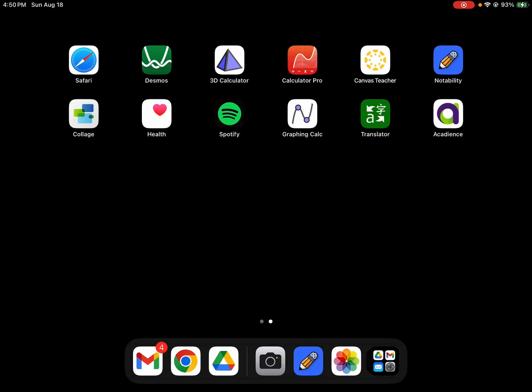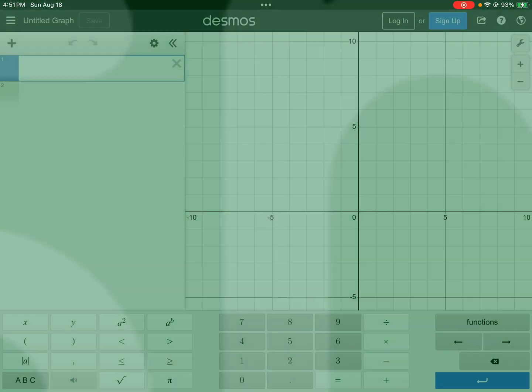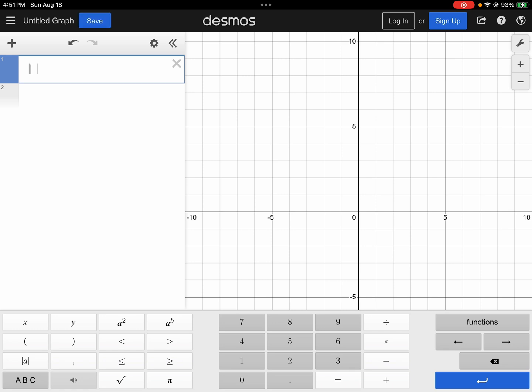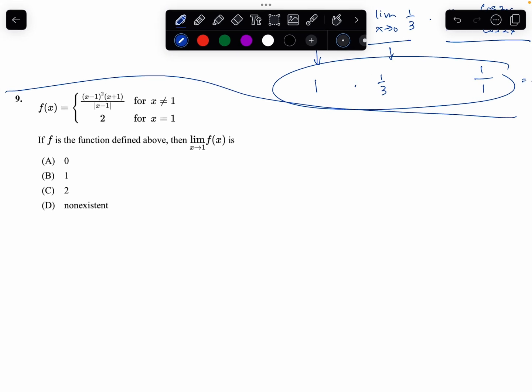let's go to Desmos. So if we have the absolute value of x minus 1. Okay, so this is the graph of the absolute value of x minus 1. Now this in and of itself is a piecewise function too. It's the function of negative x plus 1 and x minus 1. So I often like to just do that. So the absolute value of x minus 1 is also just a piecewise function.